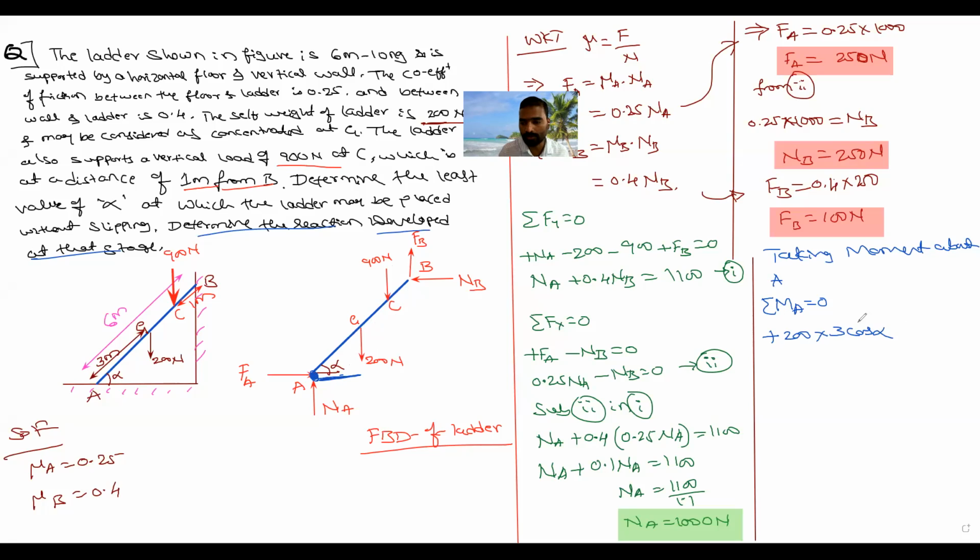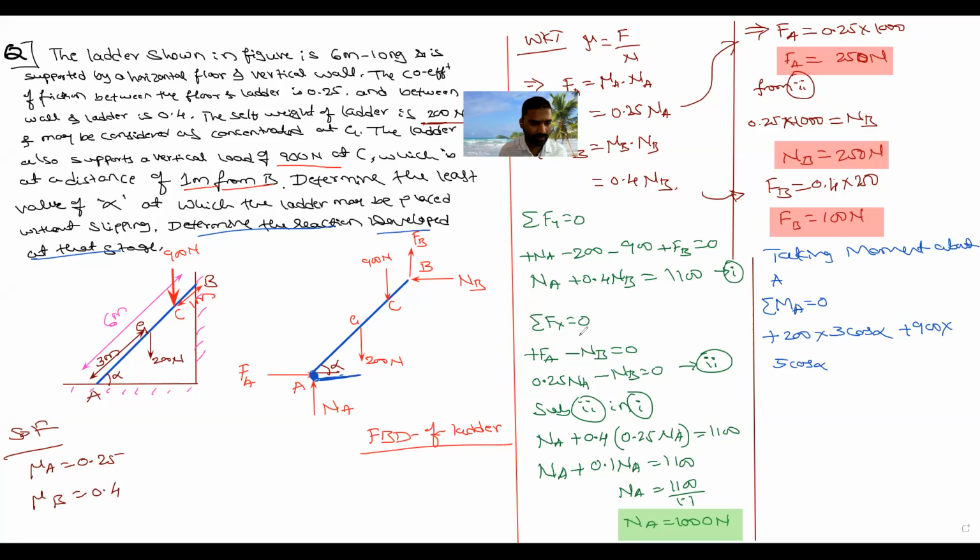Next, 900 Newton. This is also producing a clockwise moment. So plus 900 into, from B to C it is 1 meter, then remaining A to C is 5 meter. So 5 into horizontal distance, 5 cos alpha.